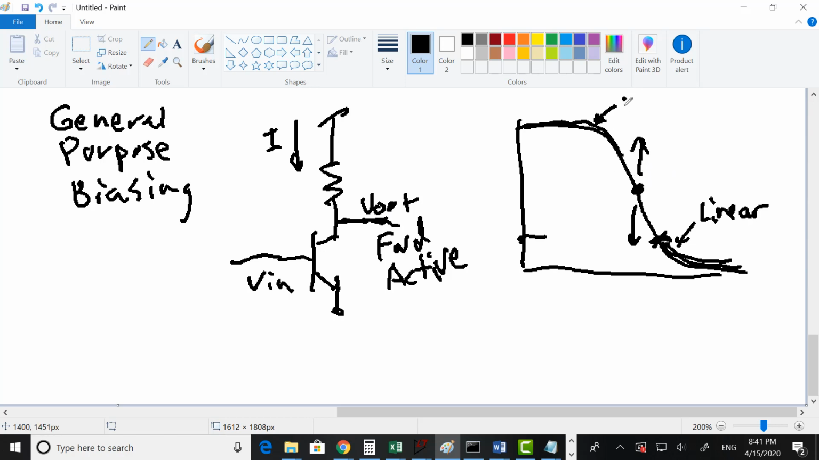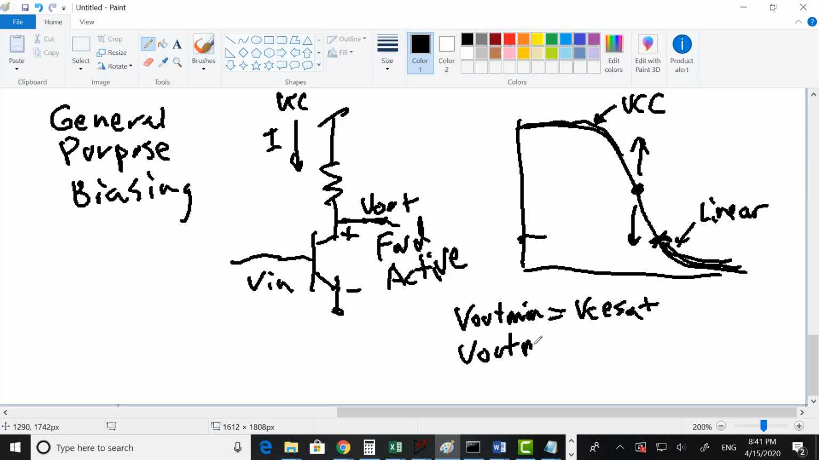The active region goes up to VCC, and then V out can go all the way down until this voltage is VCE sat. If it goes down any further, then this goes into linear. So the lowest it can go, V out min, where you're still in forward active and getting good gain, is VCE sat.